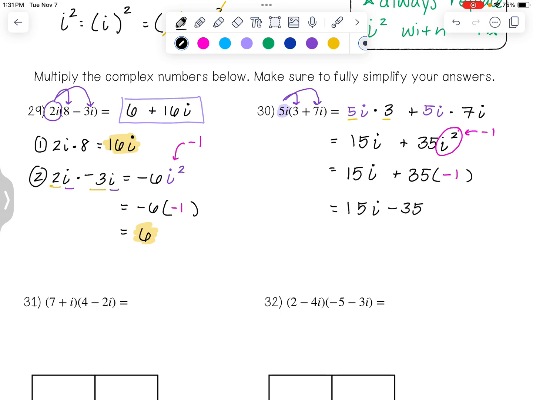And then we want to make sure that we write it in the correct order. So we want to make sure that we know that the 15i is positive. So when I go to rewrite it, I'm going to write it as -35 plus 15i. You want those symbols to stay with the appropriate number.